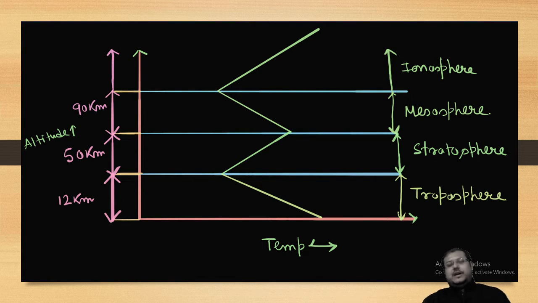From 50 to 90 kilometers, we will observe again a reduction in temperature with height, that is the mesosphere, and beyond 90 kilometers, we will observe an increase in temperature with height, that is the ionosphere. And generally, what is the highest point on earth? That is Mount Everest, that is 8,950 meters, almost 9 kilometers. So everything is under the tropospheric region, so we are actually concerned about the troposphere itself. Clear?